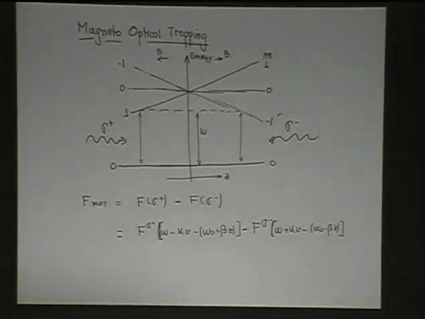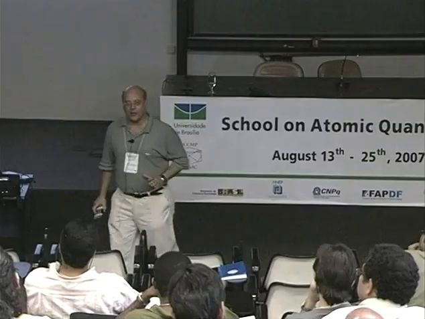Okay, so that's for deceleration. And normally, this is the first step we have to do. Now comes the magneto-optical trap. And the magneto-optical trap is something very interesting, but only works at very low velocity.